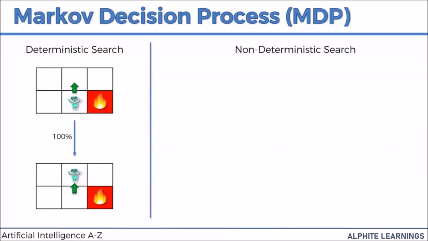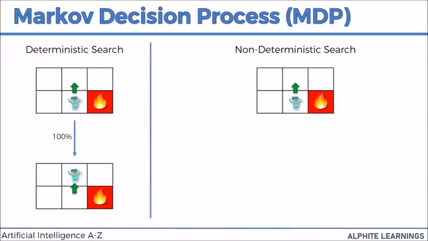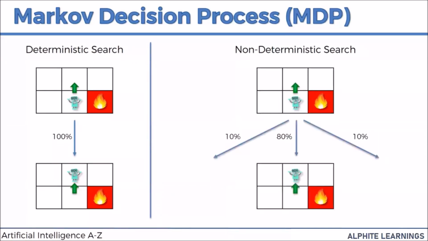Okay, what is meant by non-deterministic search is, if an agent is there, it has a probability. It has three ways. It can move 10% to the right side, 10% to the left side, and 80% up. So it has three probabilities. It can move in all three directions, whichever it wants. So it has 10% probability of moving left, 10% probability of moving right, and 80% probability of moving up.